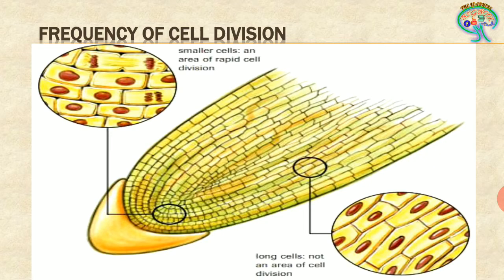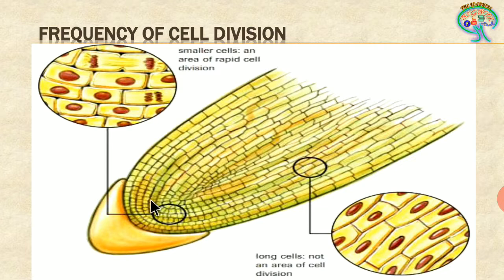Now, in the next slide, this is a typical diagram of the onion root tip, which shows the dividing cells. This is the interphase cell. These are the interphase or non-dividing cells. Here it is the anaphase cells. Here it is the early anaphase cell.